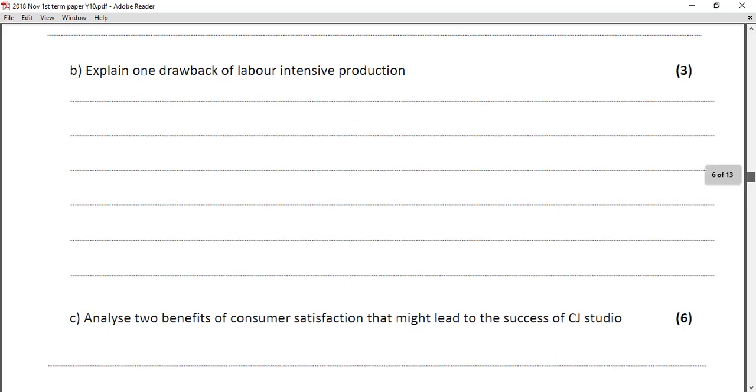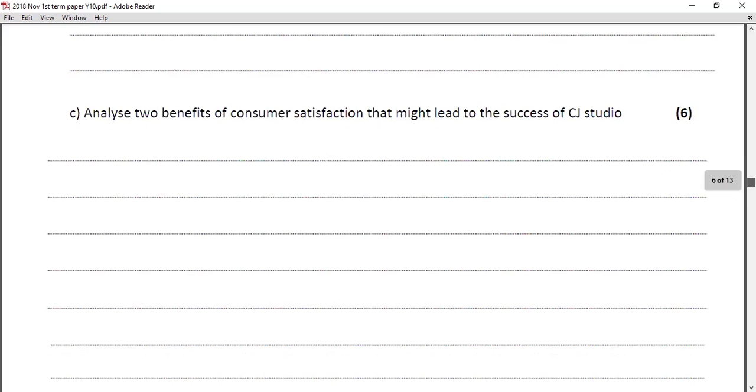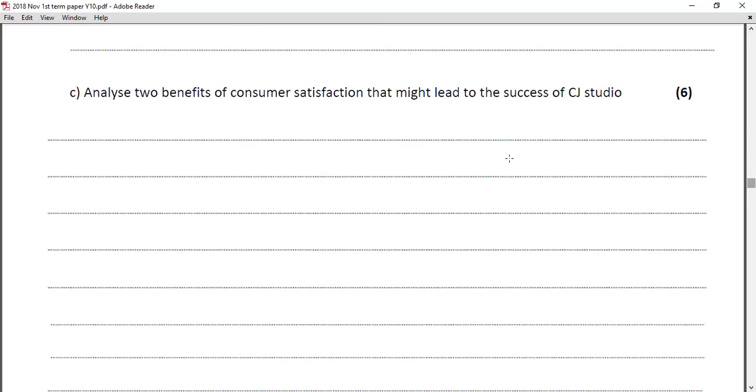The next question is a 6-marker. Analyze 2 benefits of customer satisfaction. This chapter actually came from judging success. The 2 benefits of customer satisfaction lead to the success of CGS Studio. Because happy customers will recommend the business to other customers. If they get good photographic services, they will recommend this studio to their friends and relatives, which increases repeat purchase, and they will come again and again to the business to get the photographic services.